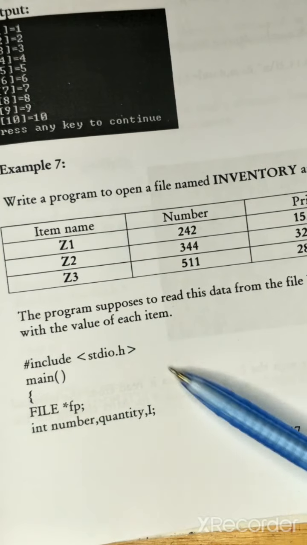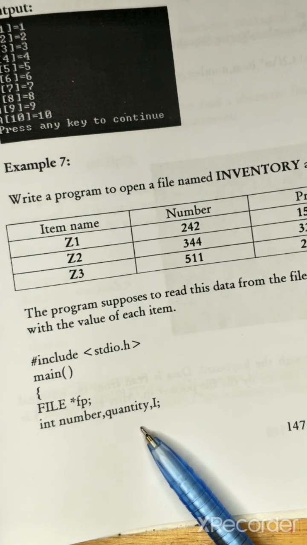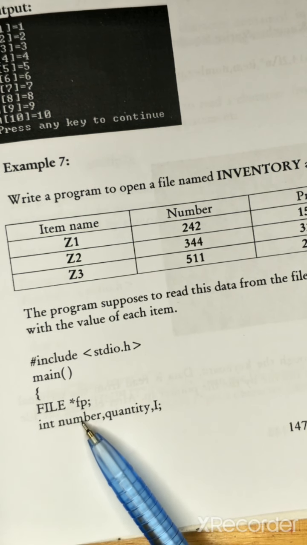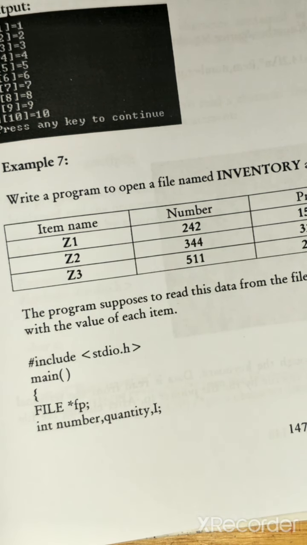If you look at this program here, we have file pointer FP, we have number and quantity in one.